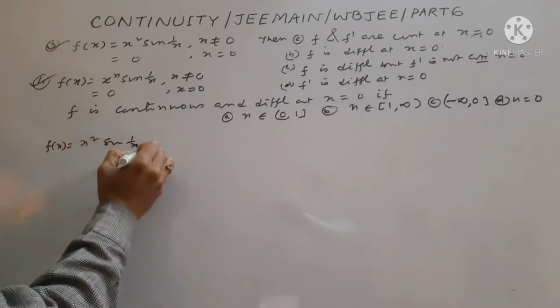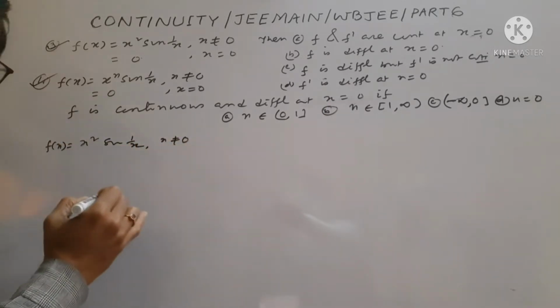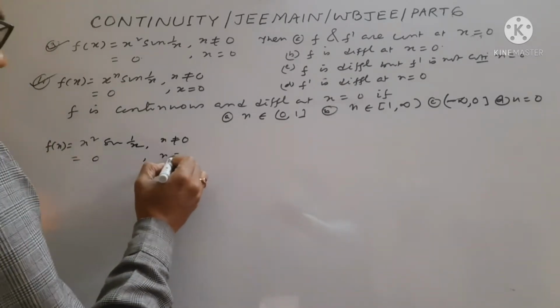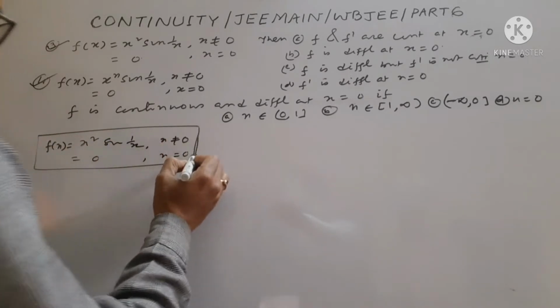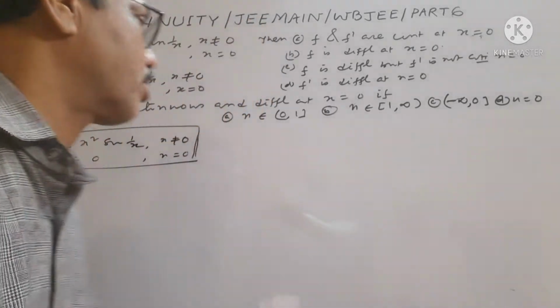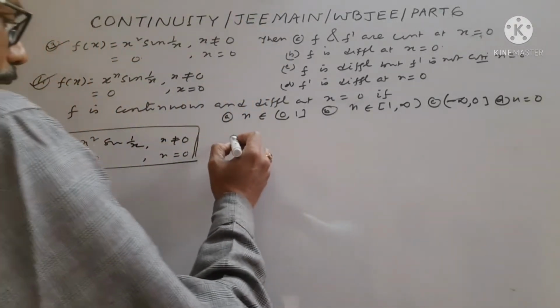f(x) = x² sin(1/x) for x ≠ 0, and 0 for x = 0. We have already solved this problem. This one is both differentiable and continuous. Why? Look.